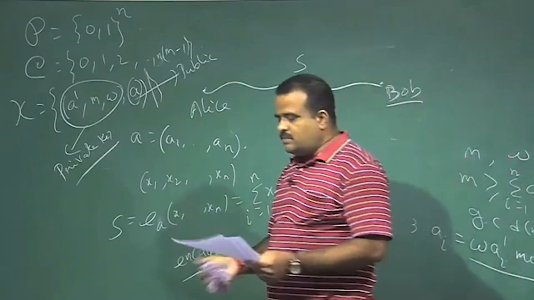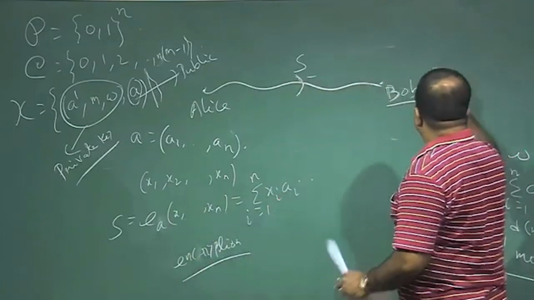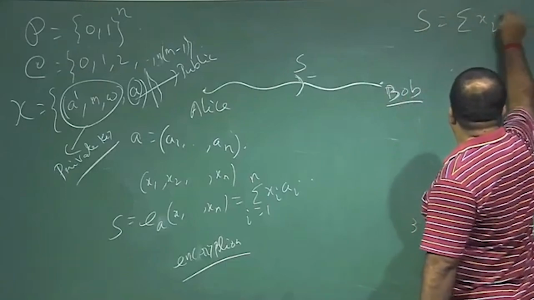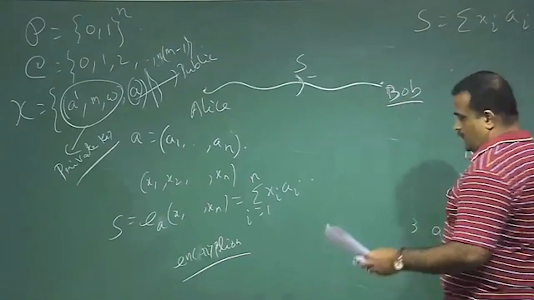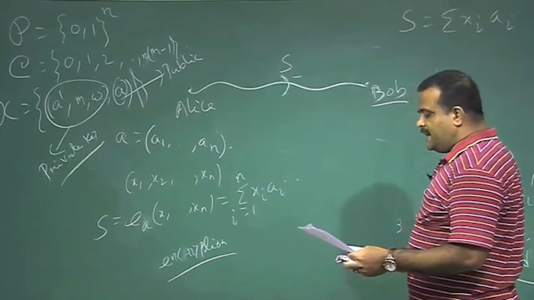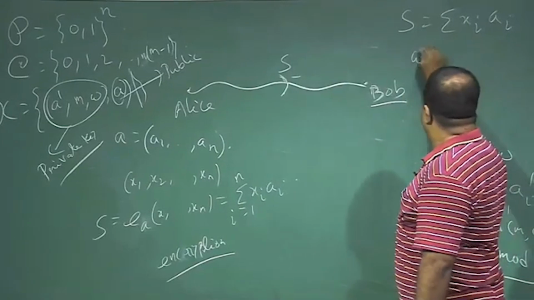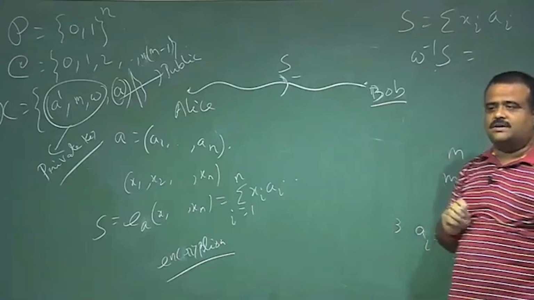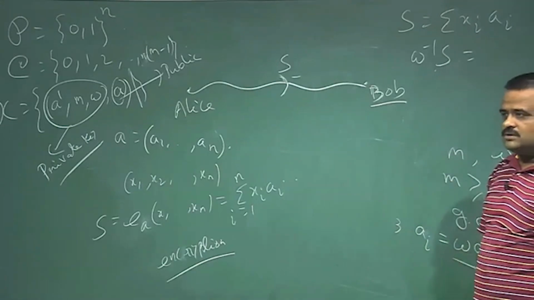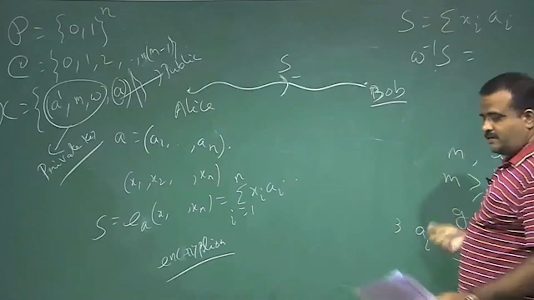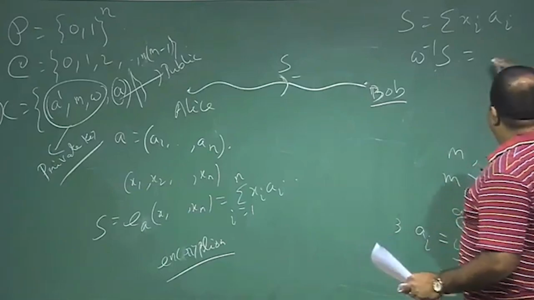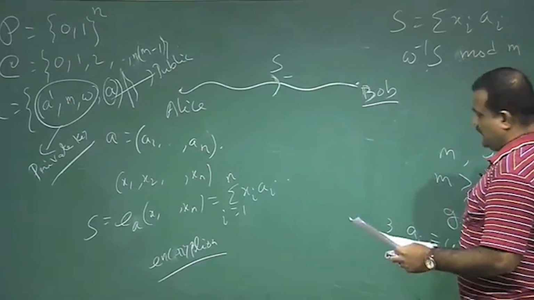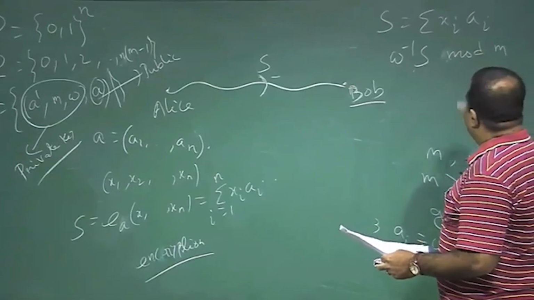So, at the decryption what will Bob do? Bob is getting S, which is nothing but summation of x_i a_i. Okay. So, now Bob will apply W inverse on both sides, and W inverse will exist because we have taken GCD of M and W is 1. That will guarantee that W inverse exists under mod M. So, Bob will compute this mod M, and this is say S prime.